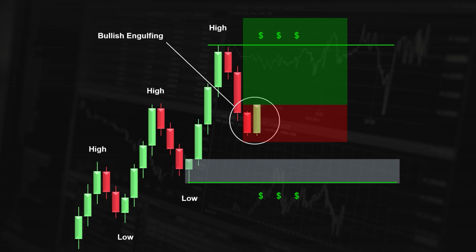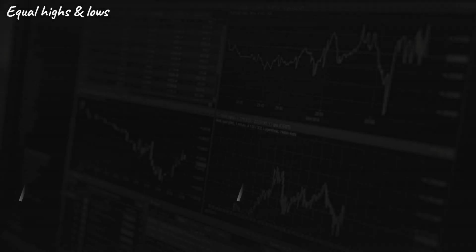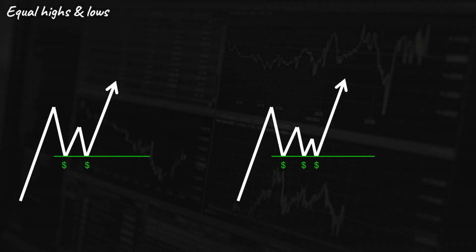That's why, if we find a demand zone below this candlestick, we would wait for the price to enter our zone and then open a buy position. There are many forms of liquidity in the market, but we mainly pay attention to equal highs and lows.